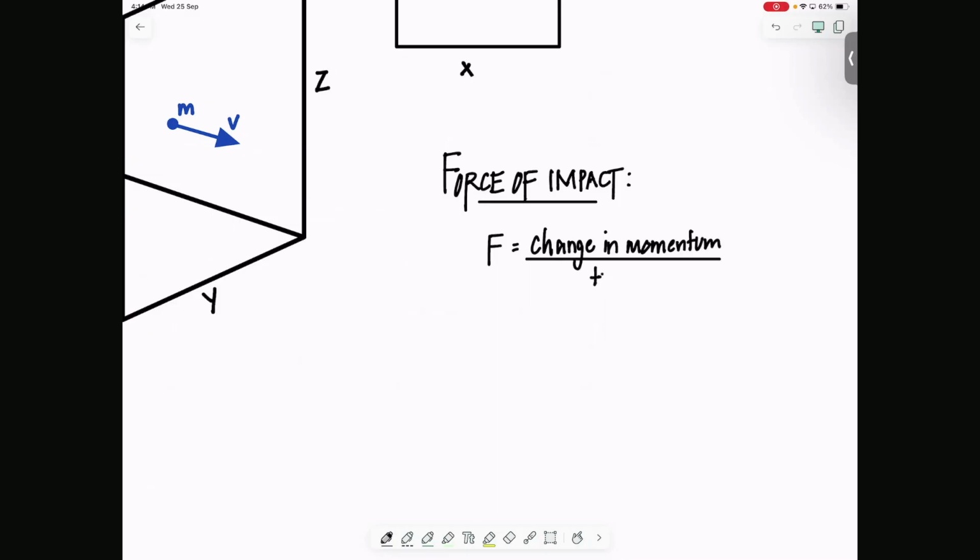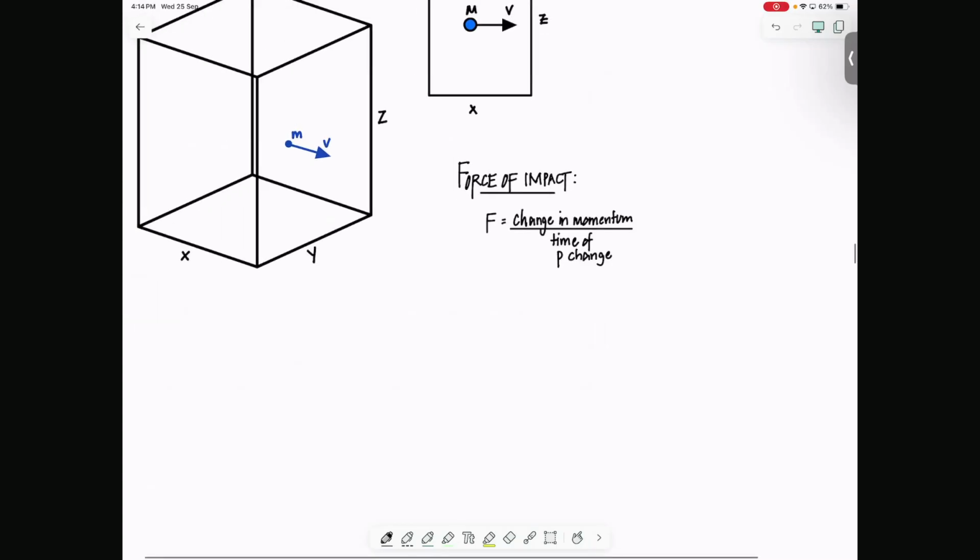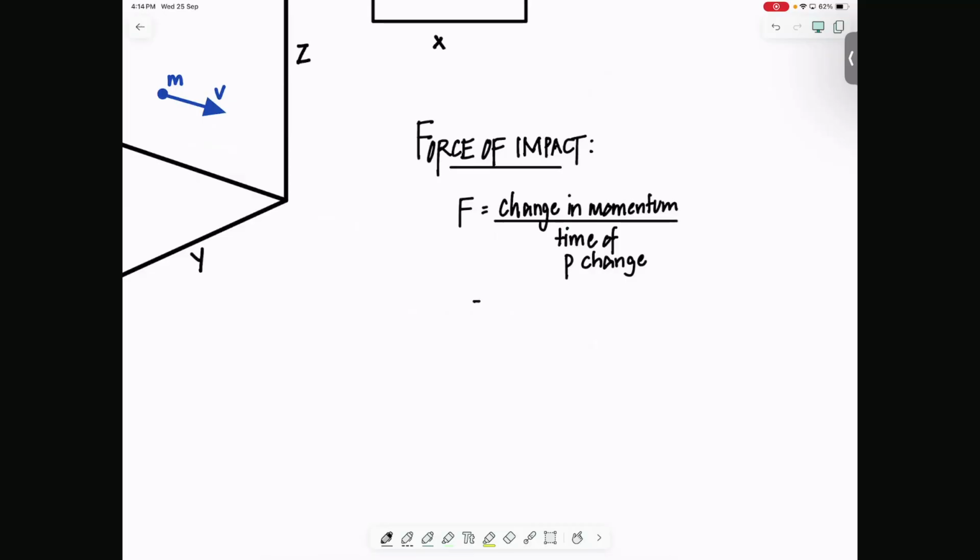So time of impact, but here there is no true impact, so time of momentum change. P, by the way, is the symbol for momentum. Do you agree with what I've written here? Now, can you tell me what is going to be the momentum change here?